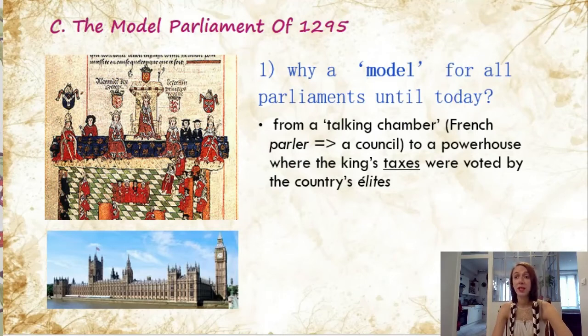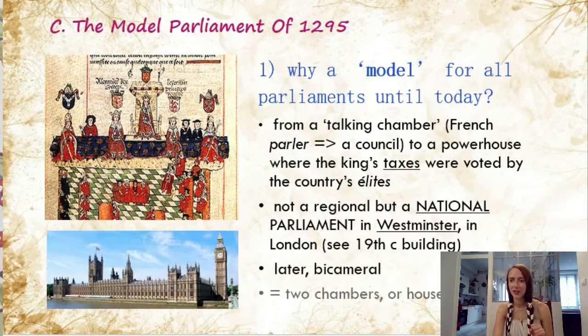And it not only gave counsel to the king, as before, but it could also hold him to account for his actions and decisions. And you see how that is key. The introduction of such a system at such an early age in history explains why later historians have described the English Parliament as the mother of all parliaments. So we go from a talking chamber, the idea of the parlement, to a powerhouse where the king's taxes were voted by the country's elites.